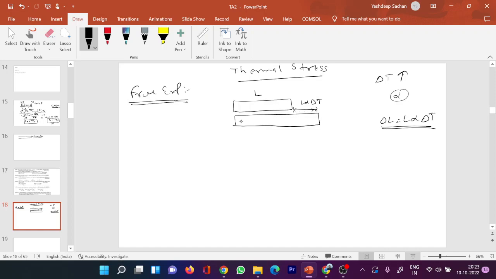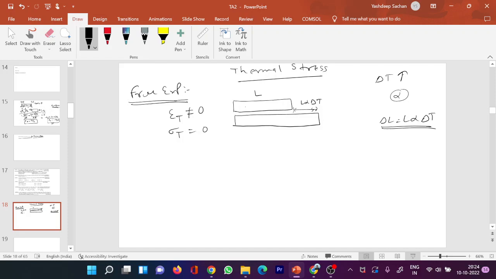But is there any resistance to this deformation? No, sir. No atom has experienced any resistance because no one is going to stop this deformation. So here thermal strain is there because its dimension has been changed, but thermal stress is zero, right?